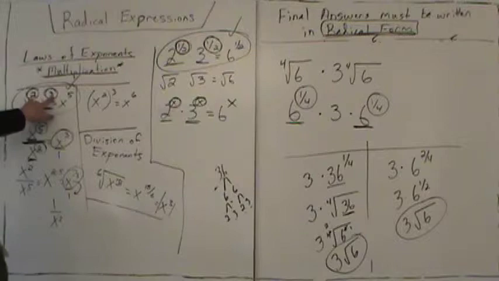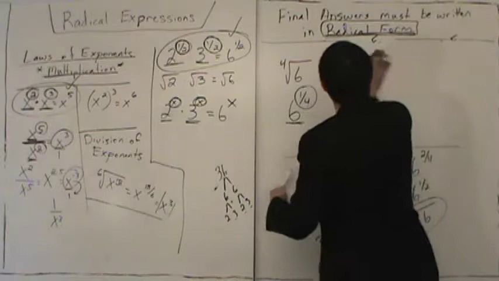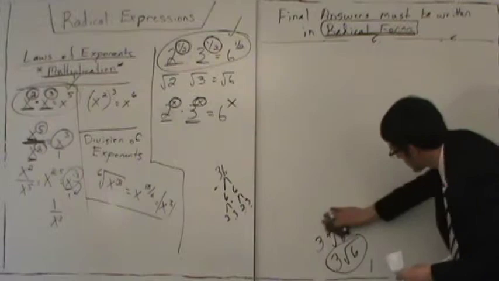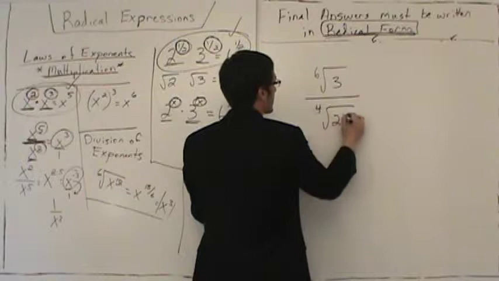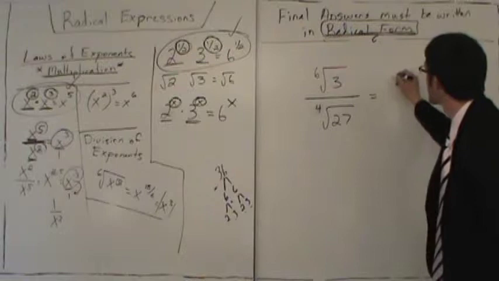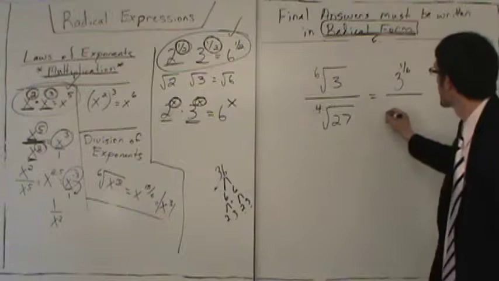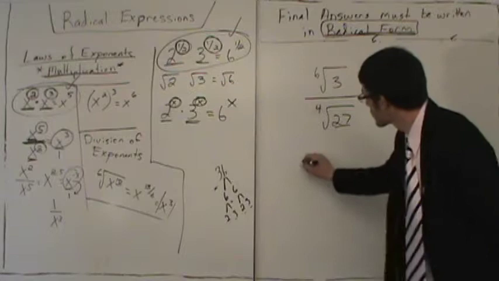Now, last example. This is one like your homework questions. Looking at, and this should be, I think, fairly simple at this point, the 6th root of 3 divided by the 4th root of 27. Now, what we have to notice immediately, is we have 3 to the 1/6 power, go ahead and write this in exponential form, and 27 to the 1/4, we can break down the 27, to 3 times 9, which is 3 times 3.